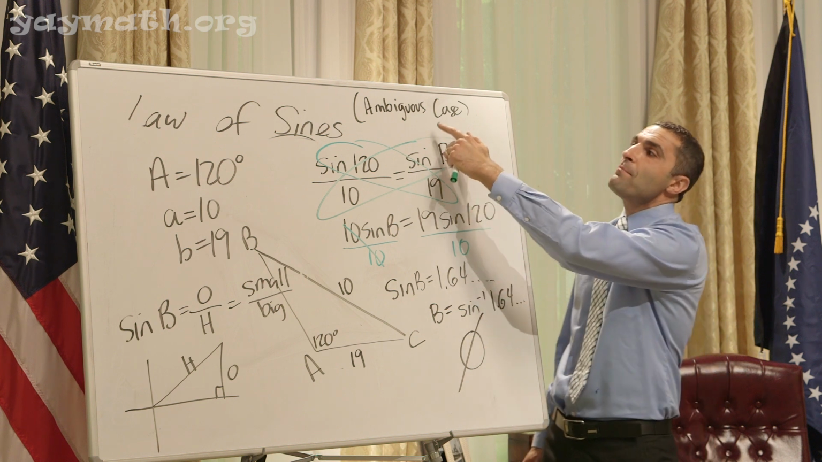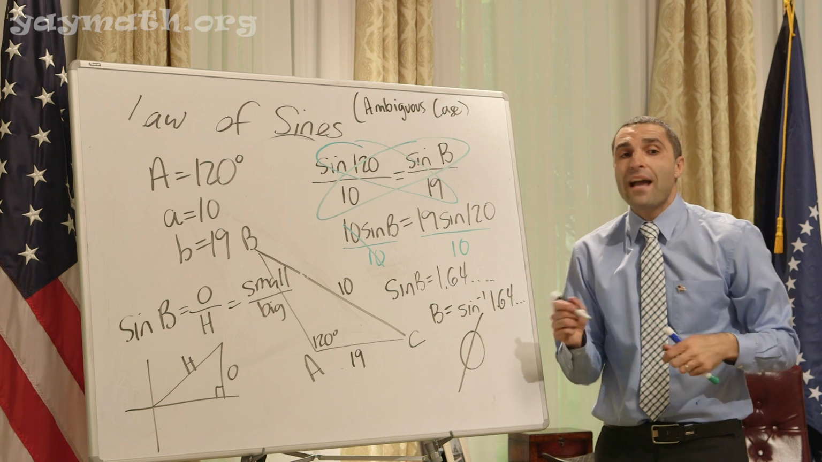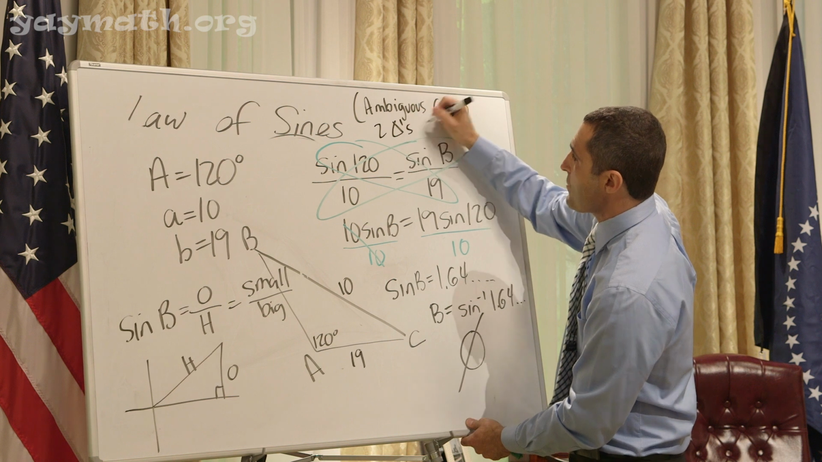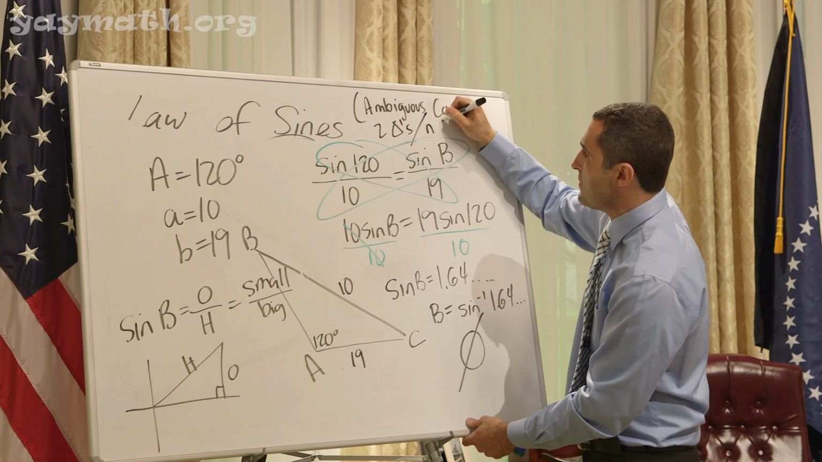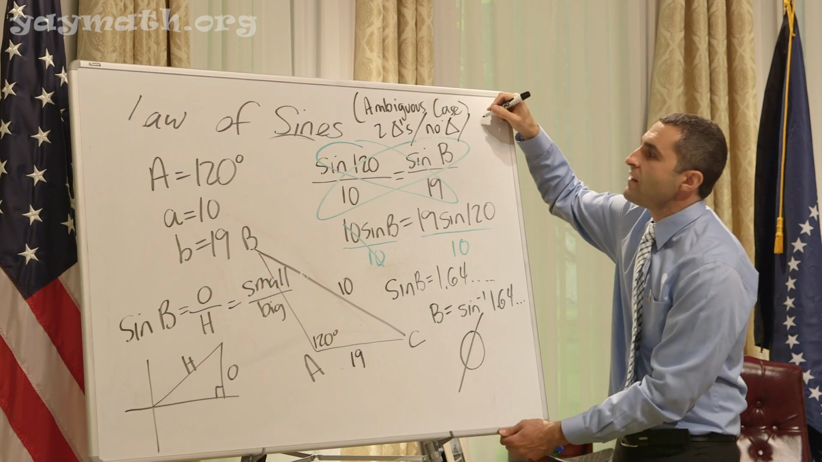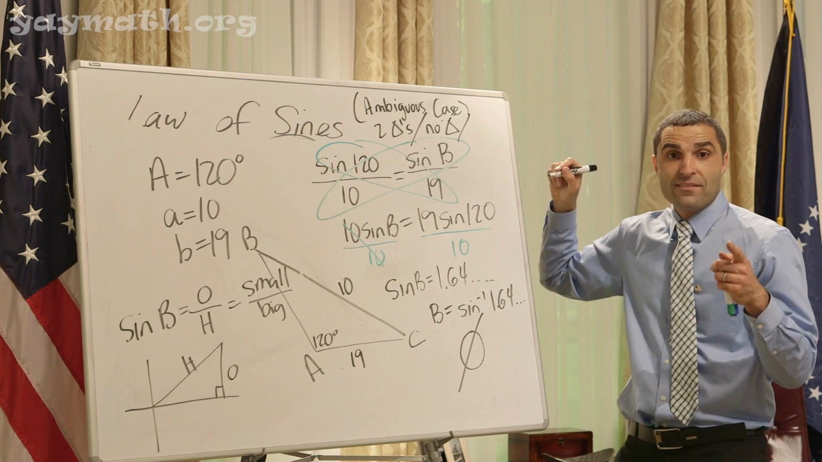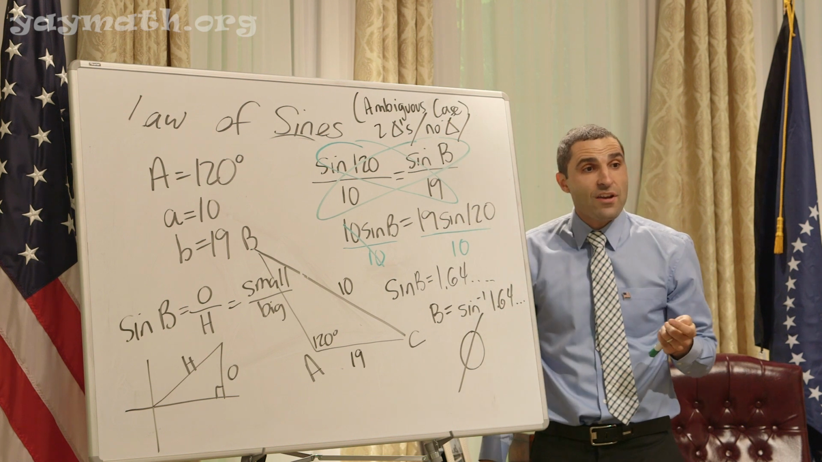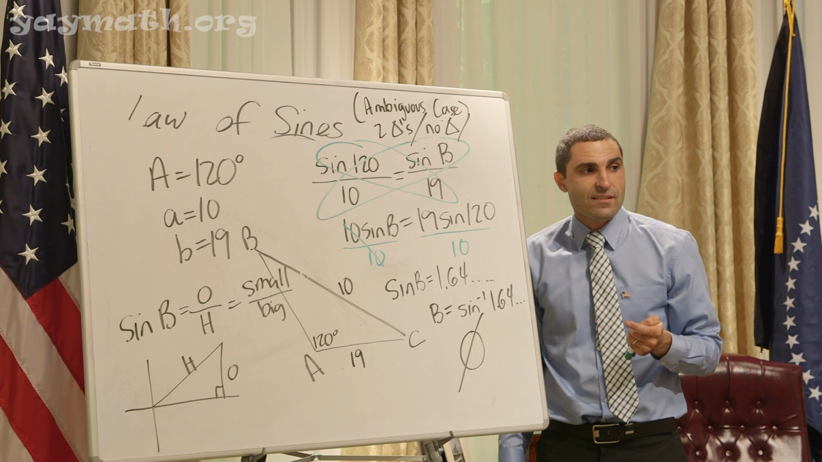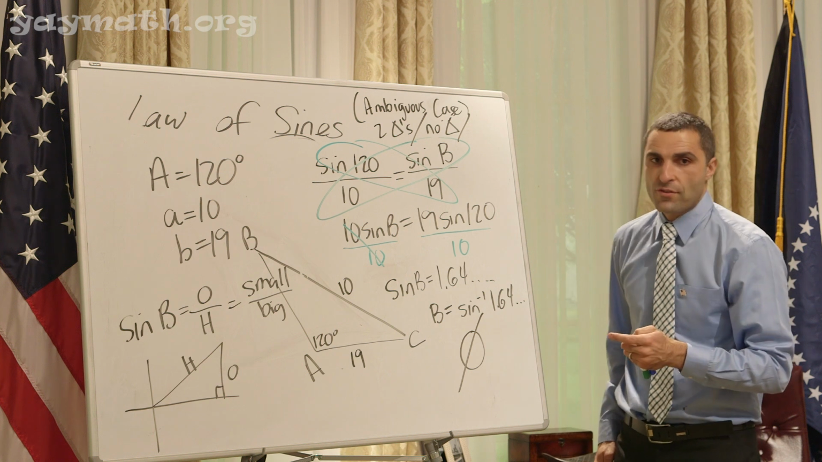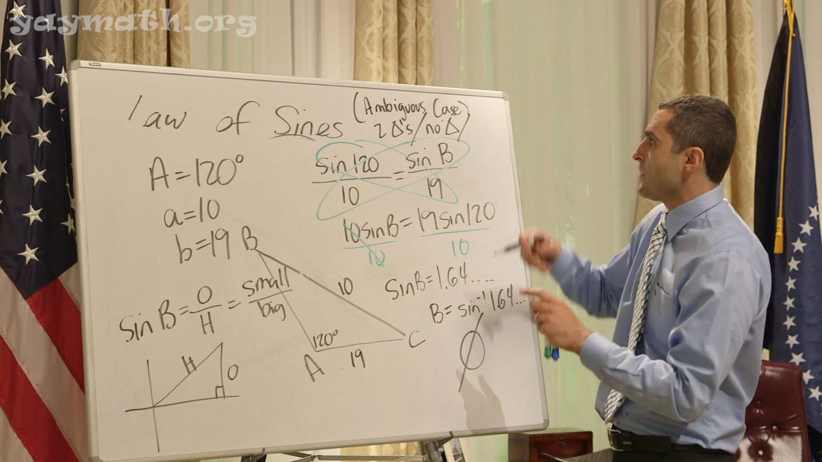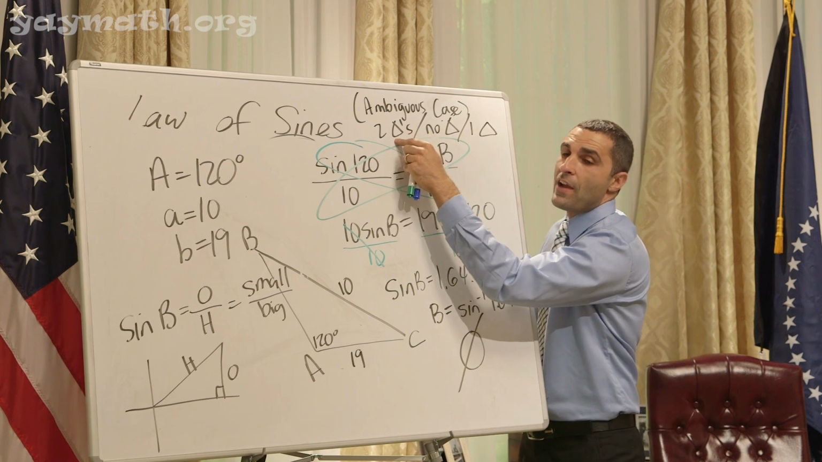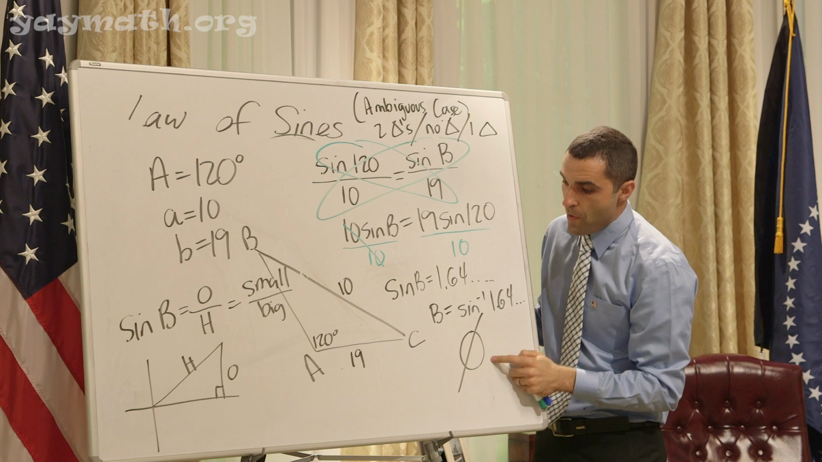So with the ambiguous case, there are 3 outcomes. How many triangles? 2 triangles possible. Or 0, no triangles possible. Or 1. What did we do today? Did we do one with 3 triangles as a solution? No. How many? 1 triangle. So the ambiguous case has 2 triangles possible, no triangle possible.